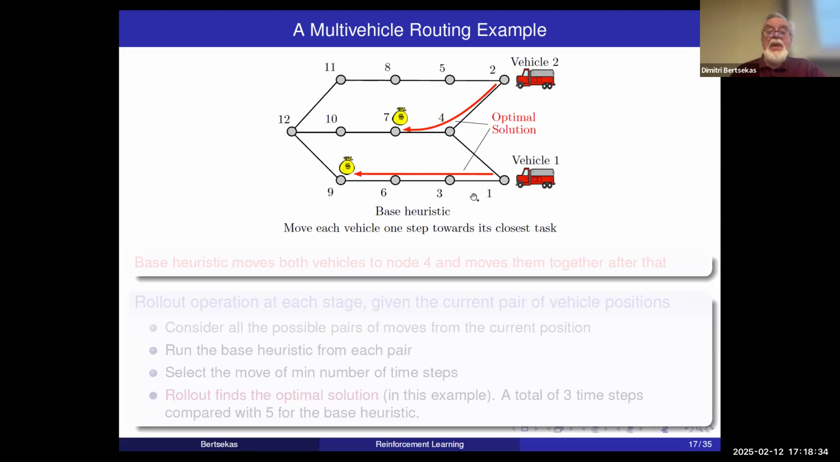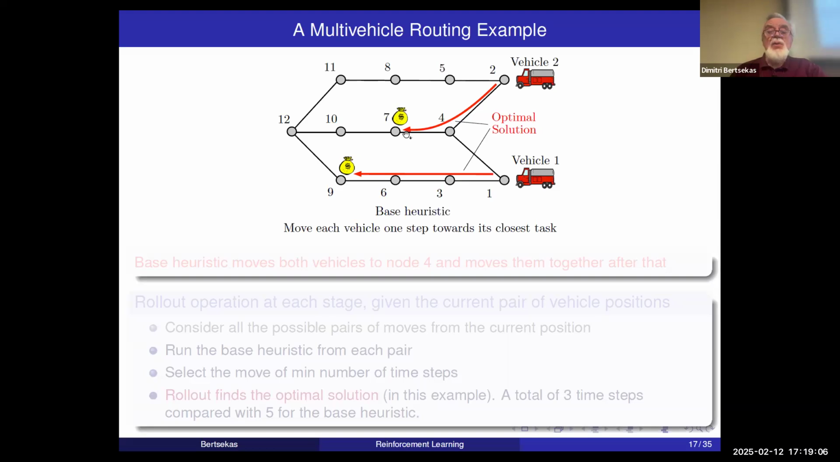And the base heuristic is to select a move for each truck that takes it one step along the closest task to do. Oh, by the way, I forgot to say that here there are some tasks that are waiting to be done, and they are valuable, and we need to do them. And the problem is to perform these tasks by the trucks going into the location of the task and performing them, and do this in minimum time. That's the problem.